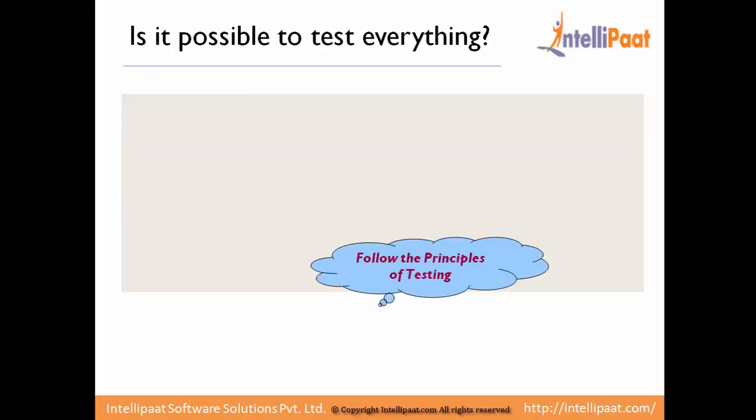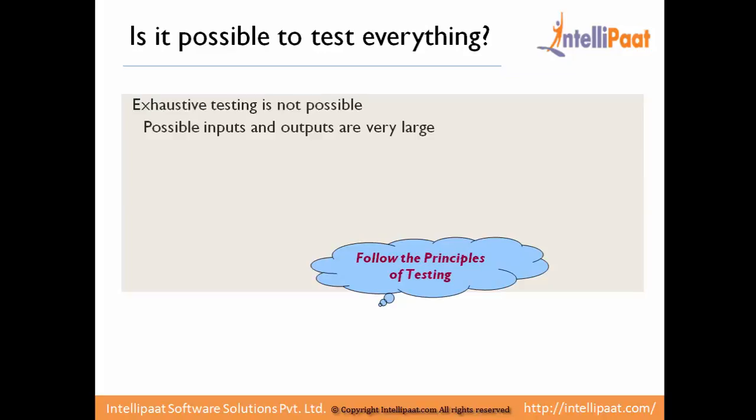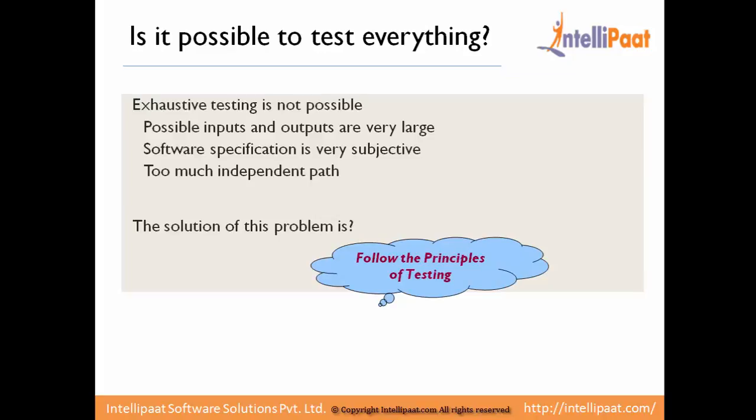Now let's ask ourselves, is it possible to test everything? What do you mean by everything? Like we discussed, we are going to test the positive scenarios and the negative scenarios for the debit card transaction. So if you look at our points on the slide, it says exhaustive testing is not possible. Possible inputs and outputs are very large, like what I just mentioned about the negative scenarios on a debit card. Software specification is very subjective. There are too many independent paths, and the solution to the problem is to follow the principles of testing.